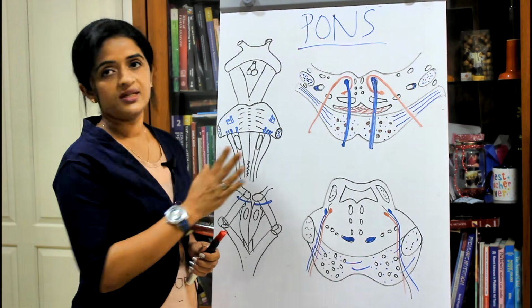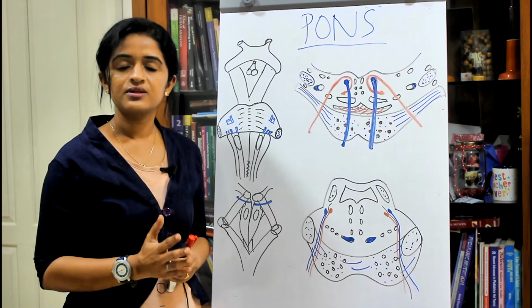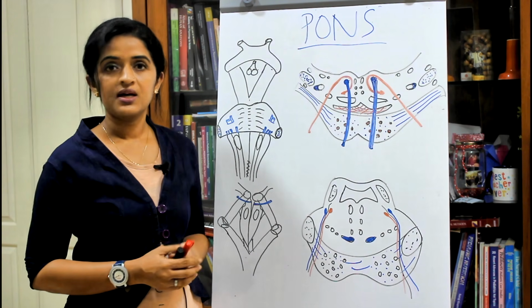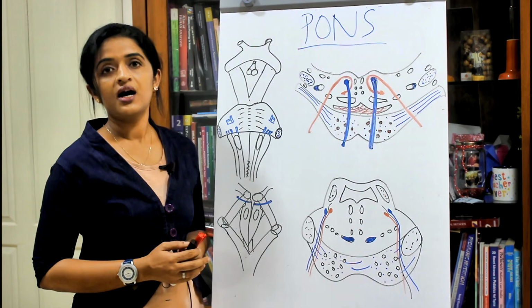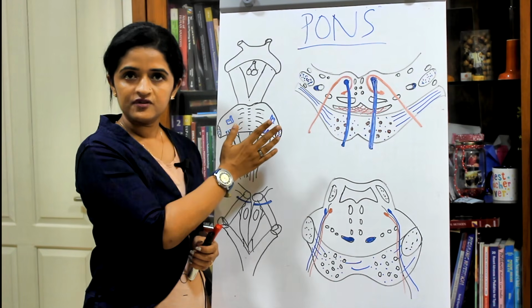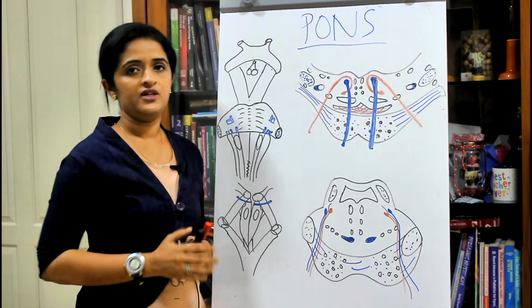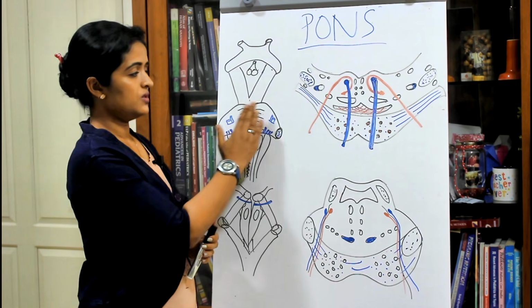Now we will be discussing the pons under two main headings: the external features and the internal features. First we will be seeing the external features. When we talk about the external features of the pons, we can discuss it under four main headings: the ventral surface, the dorsal surface, the superior border and the inferior border. So let's see the ventral surface first.